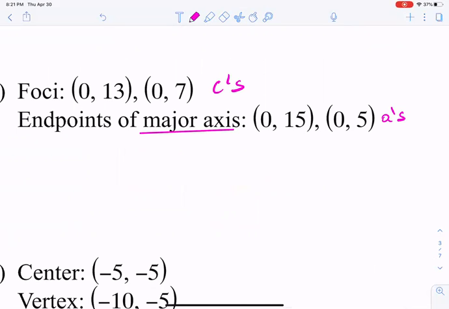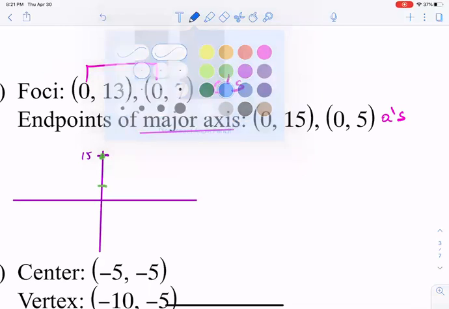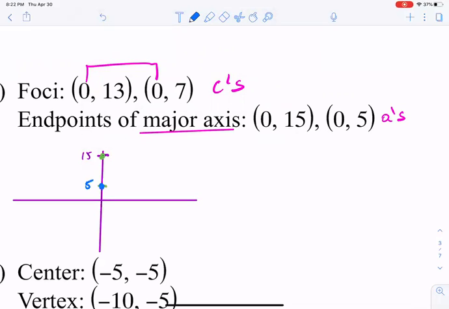So I have to see what's fixed. So this is fixed, right? And then I need to find out, well, here they give me the major axis, so we can graph that right away. So let's graph this and let's see what we get. So (0, 15) is here somewhere. Let's put that in green. And (0, 5) is about here somewhere.